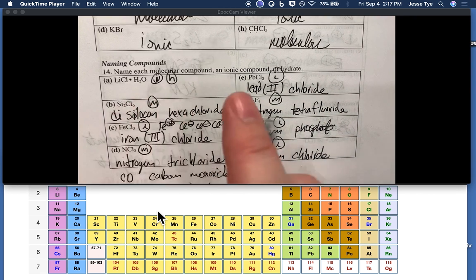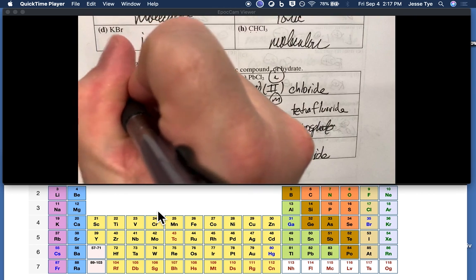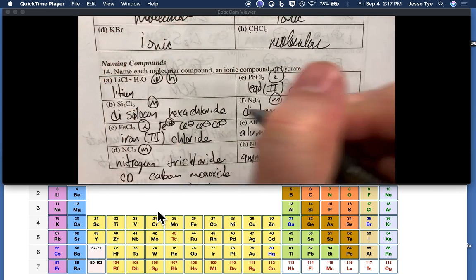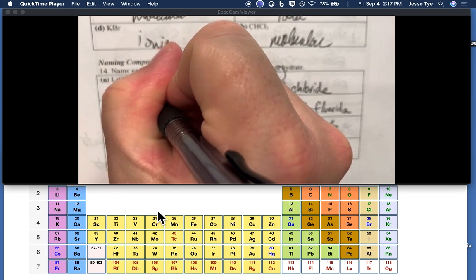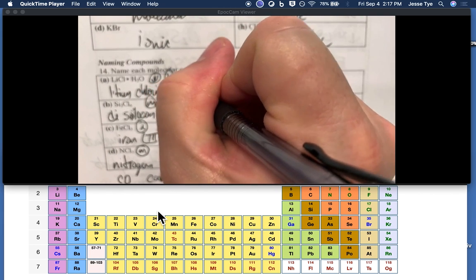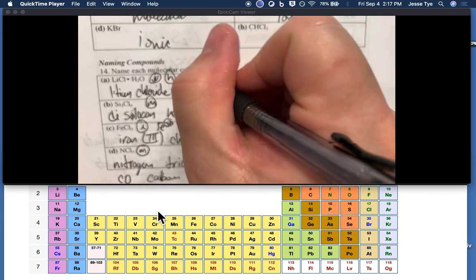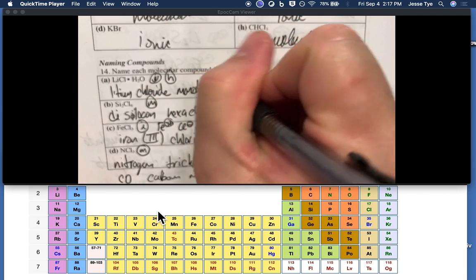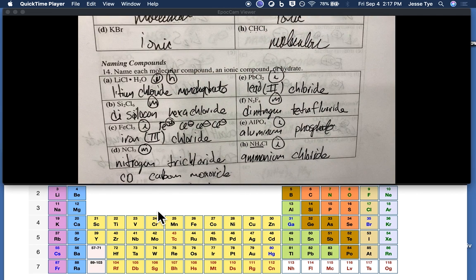And then finally we've got a hydrate up here. So I'm going to name the ionic compound lithium chloride monohydrate. That tells the reader that it has 1 water of hydration attached.